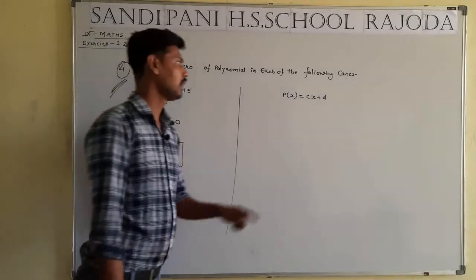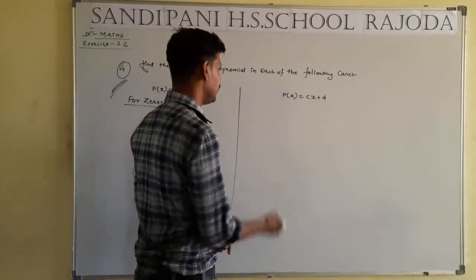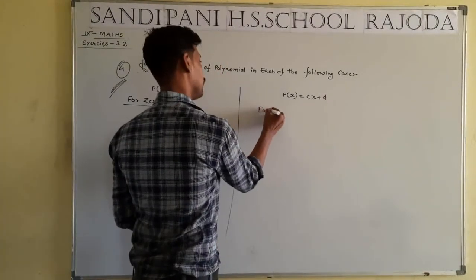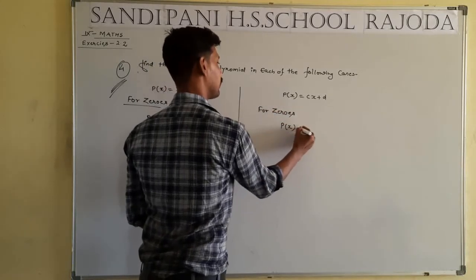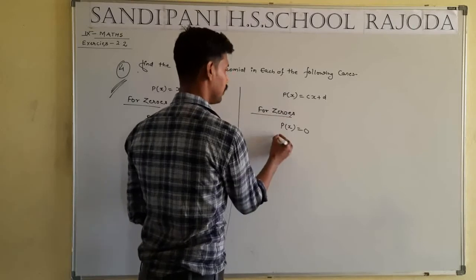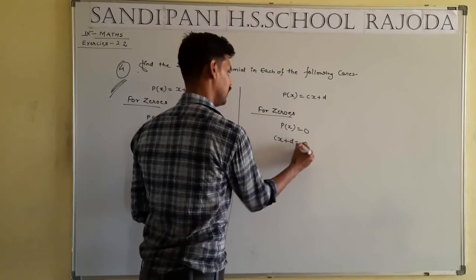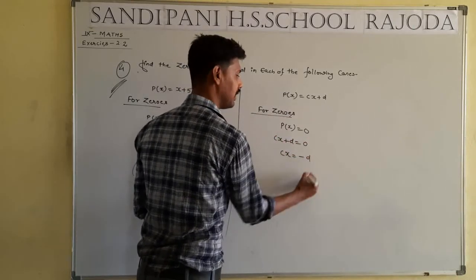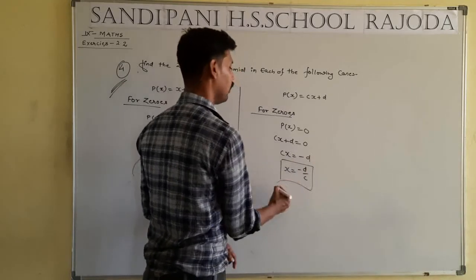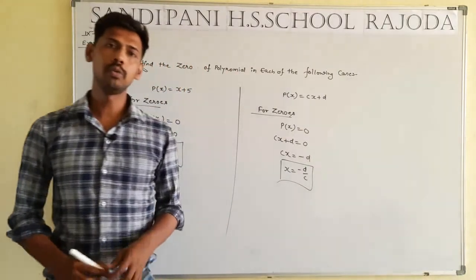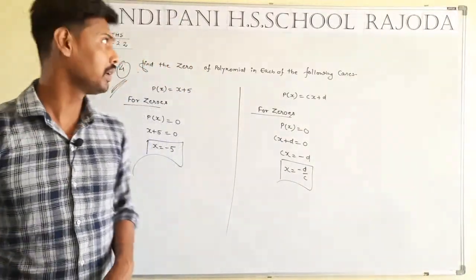And the last one, Px equal to cx plus d. For zeros, the polynomial will be equal to 0. So cx plus d equal to 0, cx will be equal to minus d and x will be equal to minus d by c. I hope, student, you get the proper solution of each question related to exercise number 2.2 class 9.